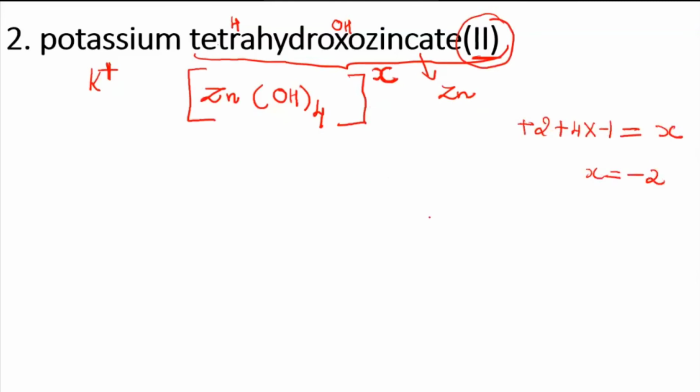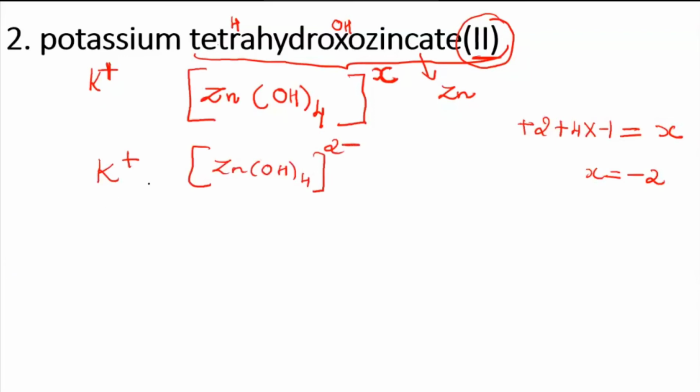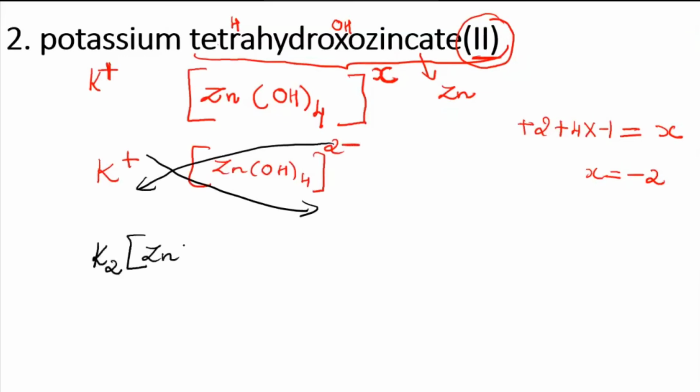So then I have potassium K plus, and then this is [Zn(OH)4], and then 2 minus. Now cross the valency. This particular coordination sphere will take how many potassium? 2 potassium, because there is a 2 minus charge. You can cross and show it also. This is 1 here, that one will come here. So finally your answer will be K2[Zn(OH)4]. That 1 will come here, but we don't write 1. Usually we don't show any number for 1. So this is the final answer.